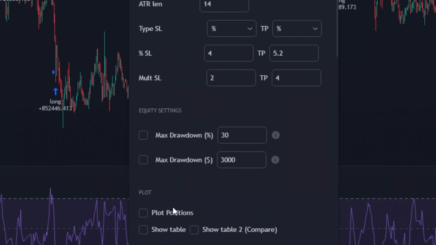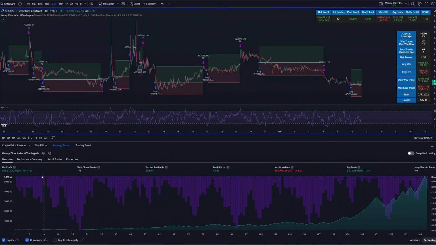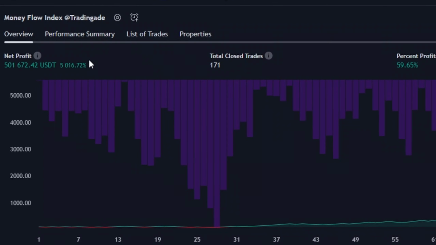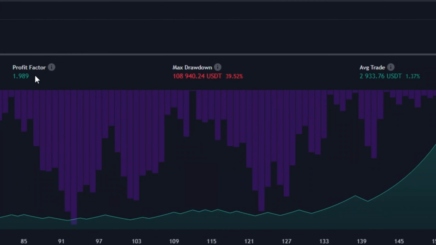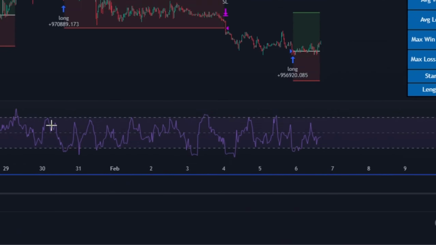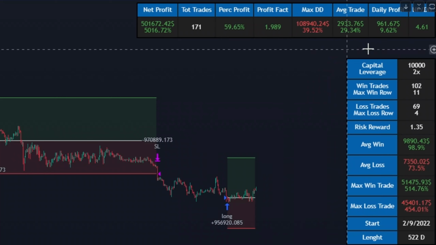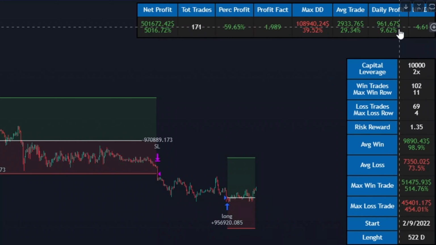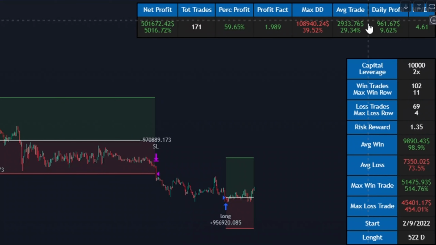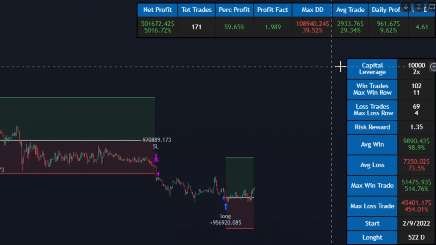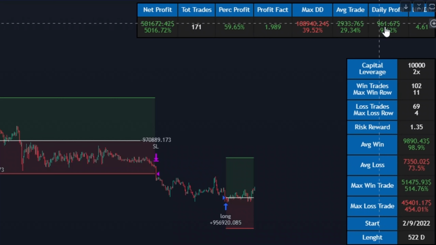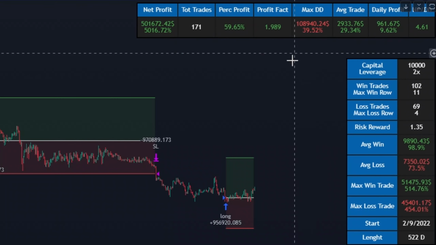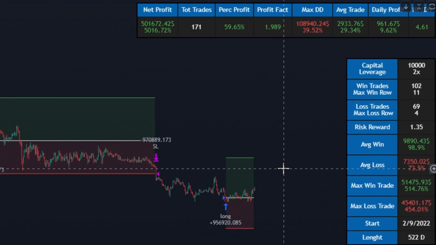Let's see the backtest results. As you can see, guys, we have a spectacular 5,016% net profit, which is something spectacular, guys. 171 trades, 59.6% win rate, 1.98 profit factor, 39.5% max drawdown, and 1.37 average trade. Net profit / drawdown 4.71, daily profit 9.72%, considering our $10,000 size is $971. And if we multiply this number, which is almost 1,000, for 7 days, we will end up achieving $7,000 per week, which is something amazing, guys.